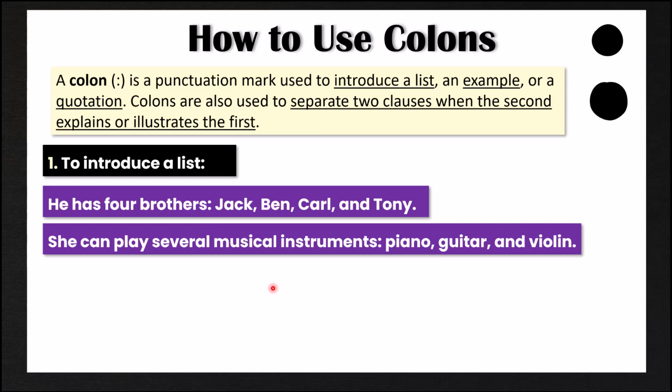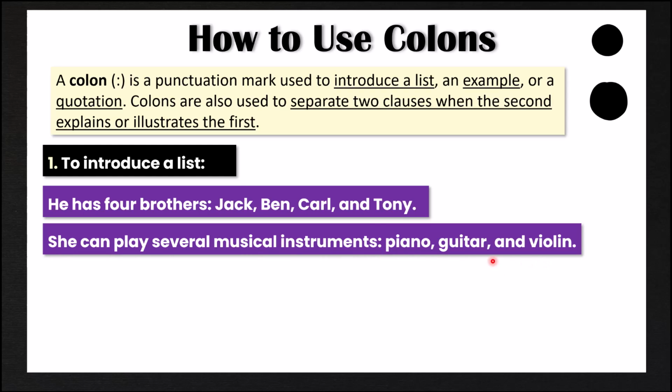Here's another example. She can play several musical instruments: piano, guitar, and violin. Again, we have an independent clause, so we put a colon here to introduce this list of 3.